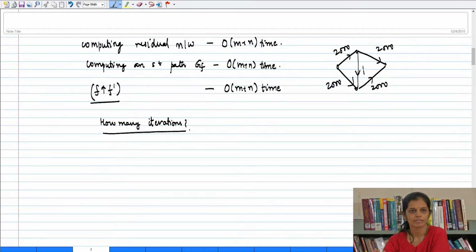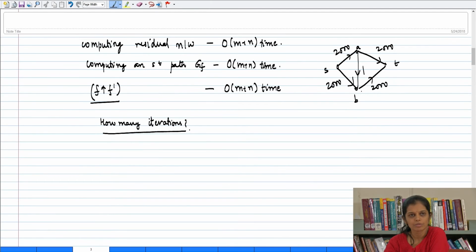Right, so the structure of the graph remains the same, but the capacities have changed. So what have I done? I have given all the 4 edges a capacity of 2000, right? And what is the max flow in this network? 4000 units, because I can send 4000 units of flow, right?